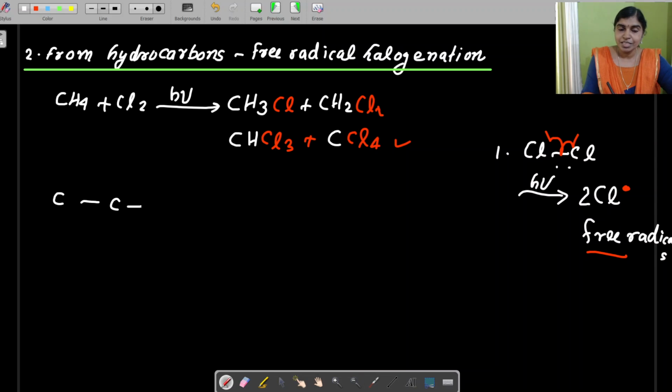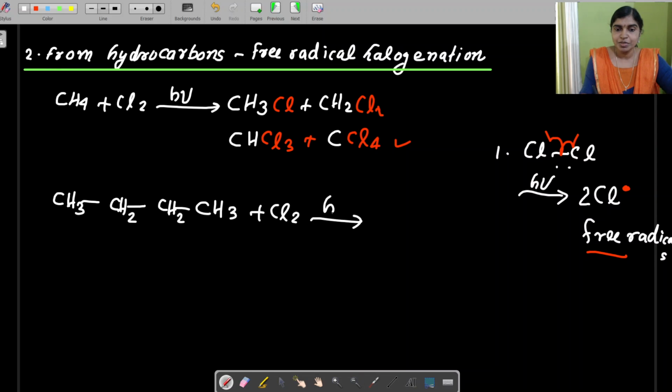And how will you write the structure for butane here? Four carbons. How will you complete this? You can write this as CH3, CH3, because there are n carbons. The middle carbons, without branching, you can add H2 there. So this becomes CH3, CH2, CH2, CH3. And when it reacts with chlorine in presence of sunlight, what are the possible products?